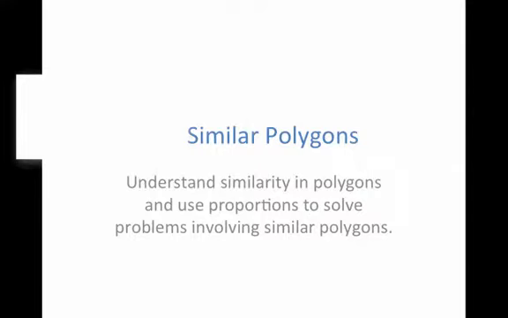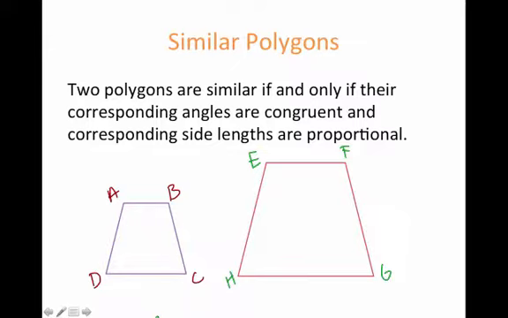This video covers similar polygons, where we will understand similarity in polygons and use proportions to solve problems involving similar polygons. So first of all, what are similar polygons? Similar polygons have the same shape, but they're not necessarily the same size. So we say two polygons are similar if and only if their corresponding angles are congruent and their corresponding side lengths are proportional. What that means is trapezoid ABCD is similar to trapezoid EFGH.